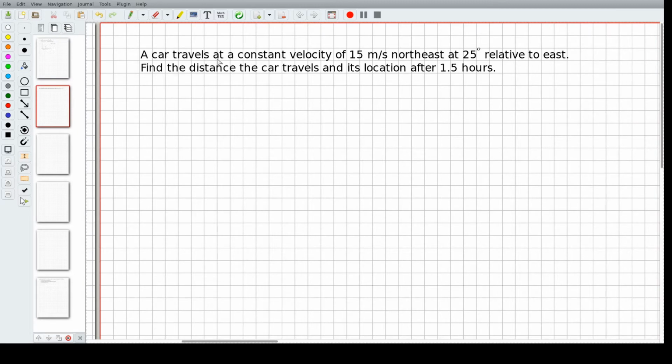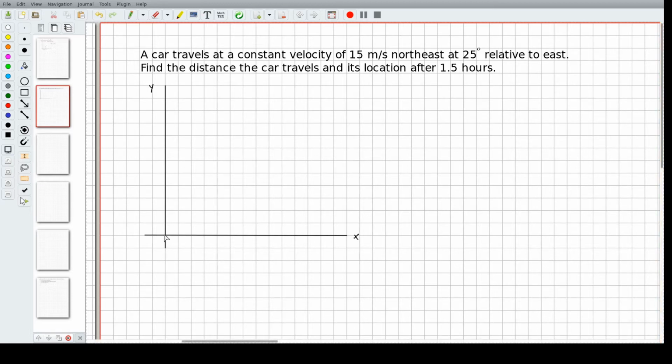So, we have a car that travels at a constant velocity of 15 meters per second northeast at 25 degrees relative to east. Find the distance the car travels and its location after 1.5 hours. So, the first thing, just like in Chapter 3, that you want to do is to draw a picture. Why do we draw pictures? Well, pictures allow us to potentially extract more information than what we're explicitly given.